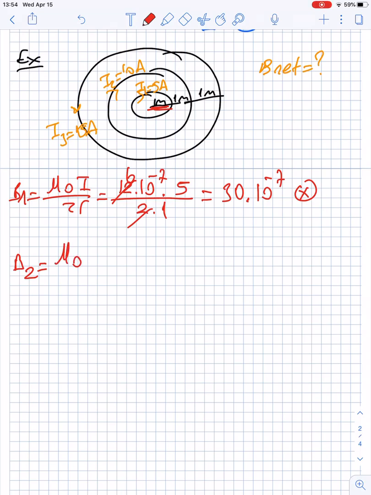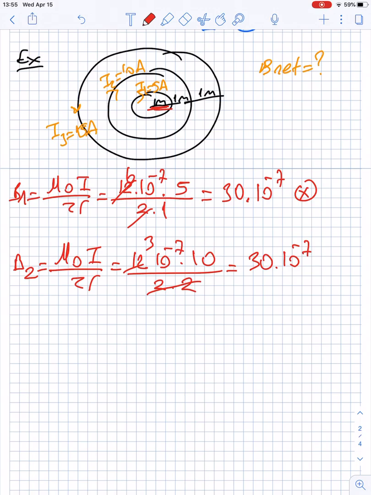B2, it's the same, mu 0 I over 2R, and 12 times 10 to the minus 7. My second circular loop current is 10 ampere over 2 times, and for the second circular loop the radius is 2 meters. When I calculate, 12 and 4 simplify, just restate, my result is 30 times 10 to the minus 7, and my direction is also into the page.